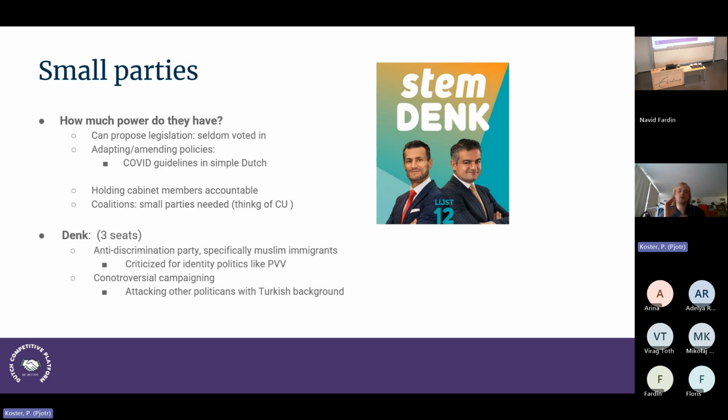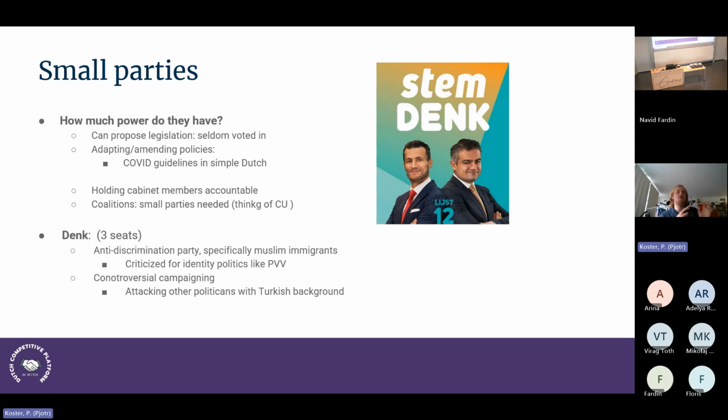But some of the things that they also did was they would attack other politicians. So this would be, for example, from the Labour Party or from the Green Left Party, who had, for example, Turkish backgrounds. They would attack them and place them in such a way, calling them hypocrites, all that kind of stuff, which then also led to them getting a lot of hate mail and a lot of attacks on social media, all this kind of stuff.